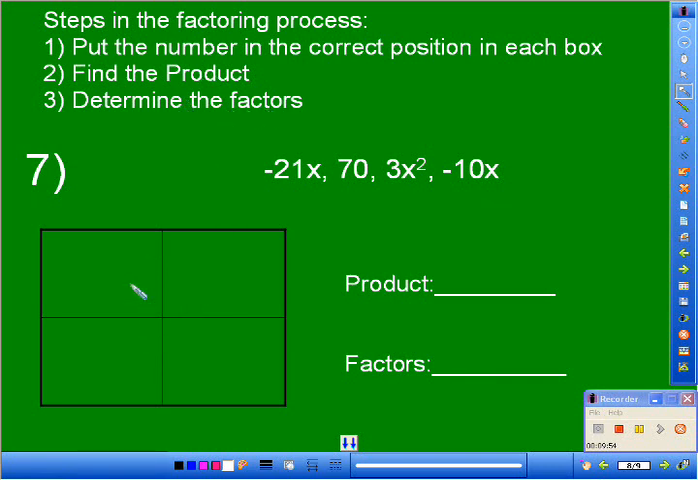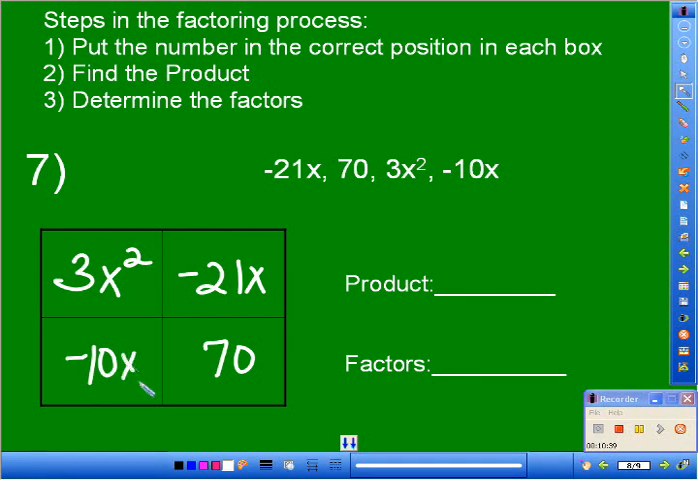So let's take a look at what we've got. We have an x term, so I'm going to place 21x right here. This is my constant term, so I'm going to place my 70. I have a 3x squared, so that's going to go in the top left, and my minus 10x. These are some tough numbers. I'll give you a moment to check and find the greatest common factor.